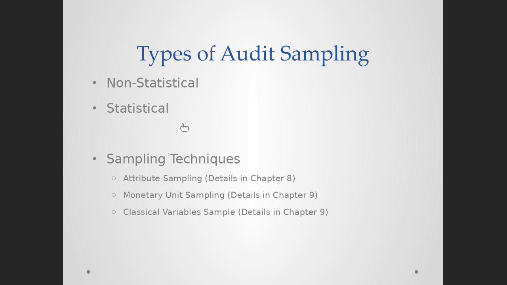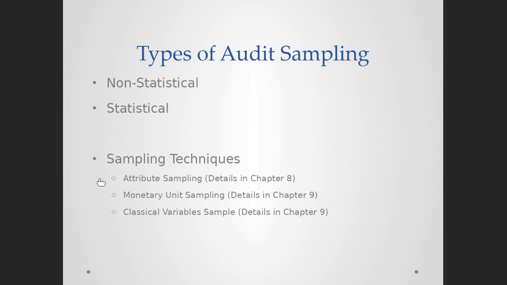All right. Now we come to our next topic, which is types of audit sampling. The sampling methods could be statistical and non-statistical, and it is applied to three different sampling techniques. So we have attribute sampling, monetary unit sampling, and classical variable sampling. In the attribute sampling, we have statistical and non-statistical method. In monetary unit sampling, we have statistical and non-statistical. In classical variable sampling, we have statistical as well as non-statistical.